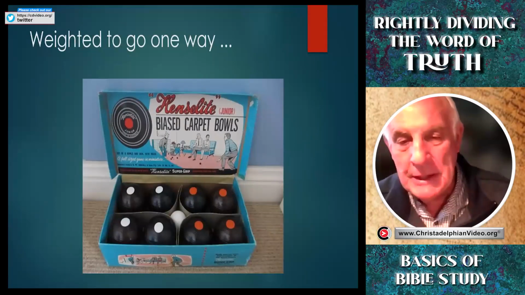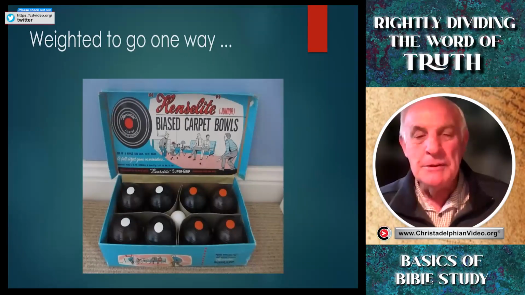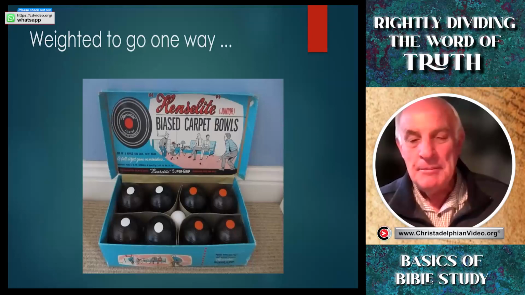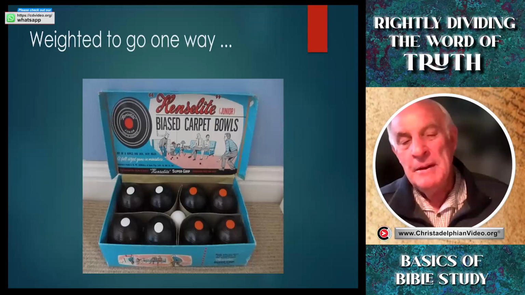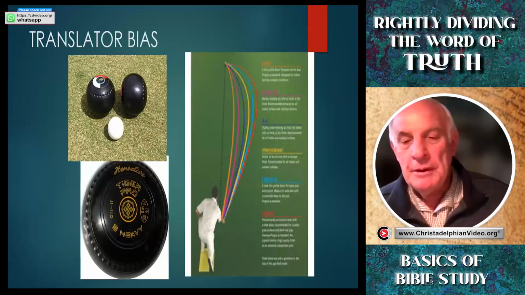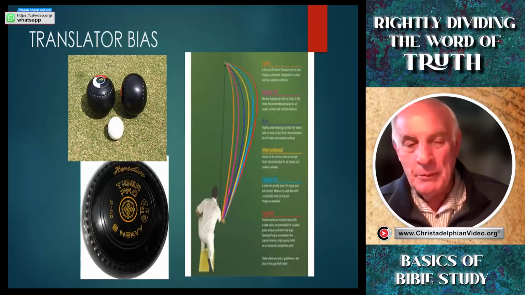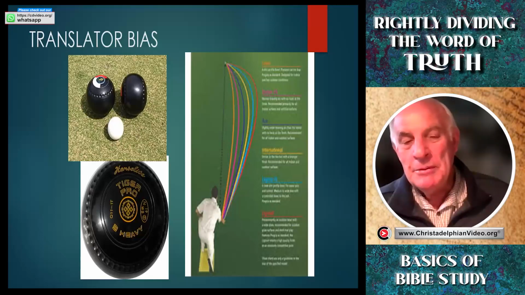So when we talk about translator bias, you might be familiar with carpet bowls, and they are called biased carpet bowls. Under that dot on the coloured bowl there is a piece of lead, and what that does is it means the bowling ball is actually weighted on one side. So when you throw it down the carpet, the weight drives it towards the left. Or if you put the weight on the other side, it'll drive it towards the right. Carpet bowls or even lawn bowls have exactly the same principle. It's weighted on one side, and that's called a biased bowl.